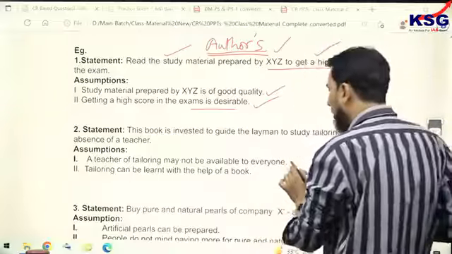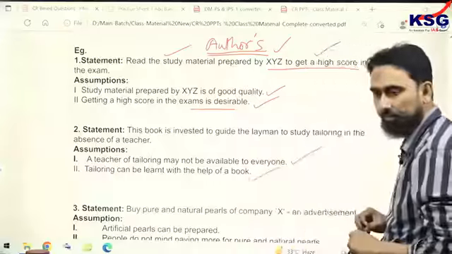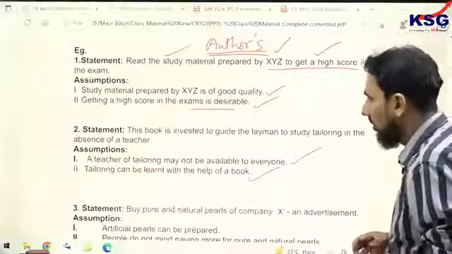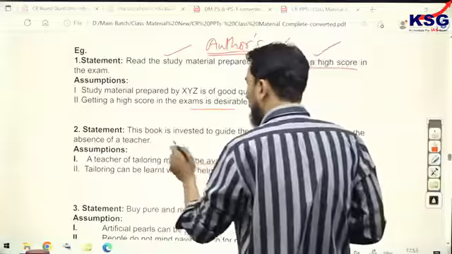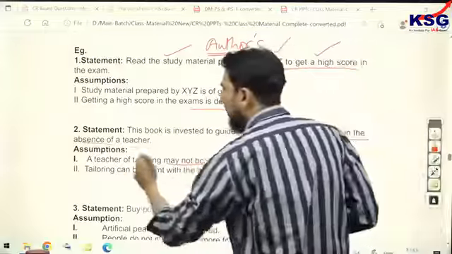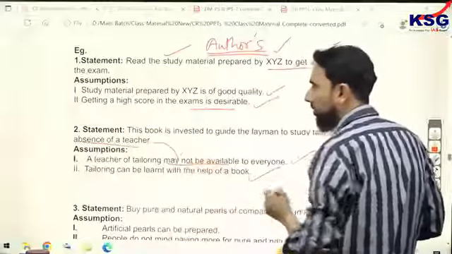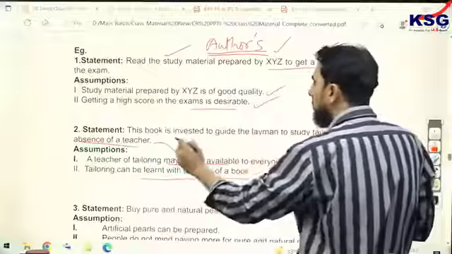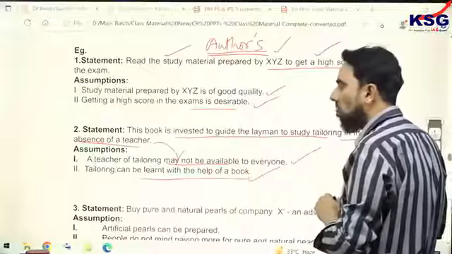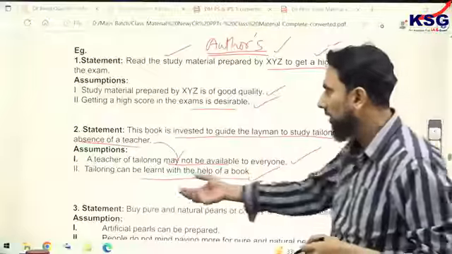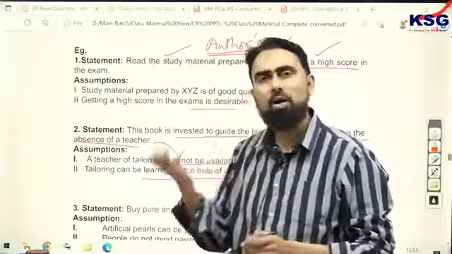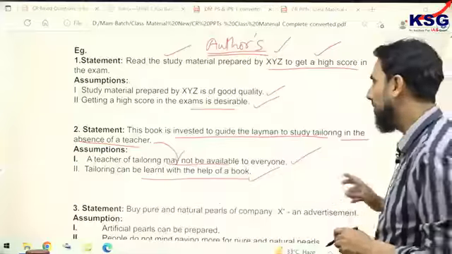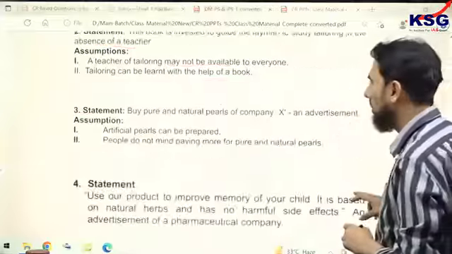The second one, again, both assumptions are valid. A teacher of tailoring may not be available. That's why it says in the absence of a teacher is written there. So there is a possibility of not available, may not be available. Tailoring can be learned with the help of the book. So that is why this book is invested to guide the layman to study tailoring. Otherwise, in the first place, if tailoring cannot be learned with the help of a book, then why would a book have been written? Why is this book invested to guide? This would have been not written. So both assumptions are valid.